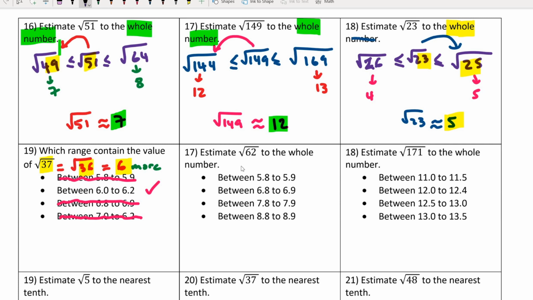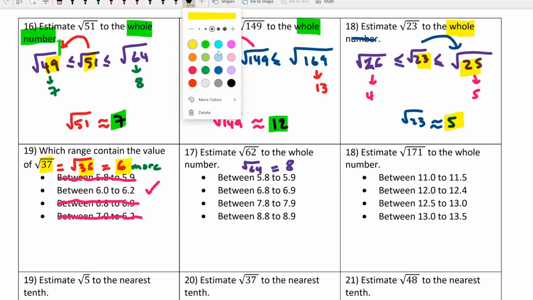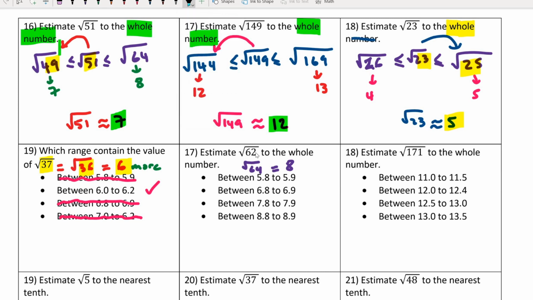Alright, square root of 62. Which perfect square number is closest to square root of 62? Which is square root of 64, right? Which will give you 8. Now, listen carefully. 62 is less than 64, so the actual value is 8 less.